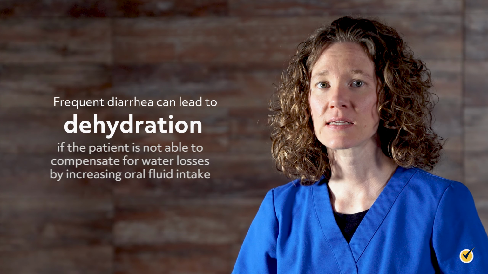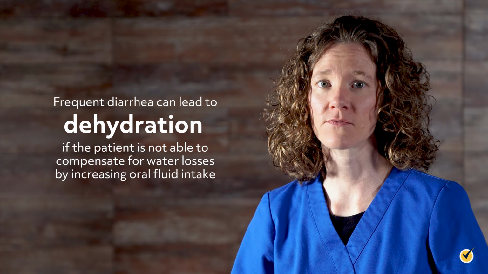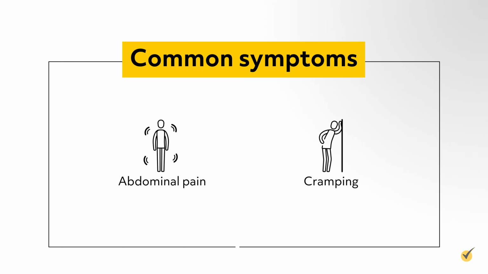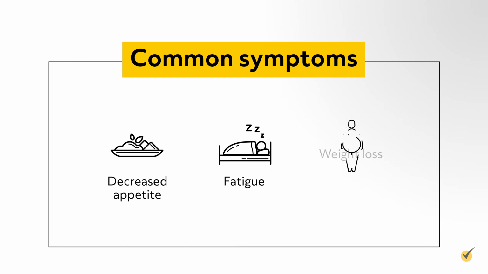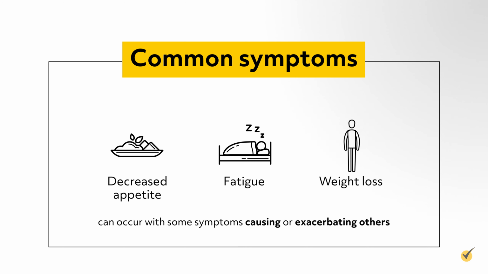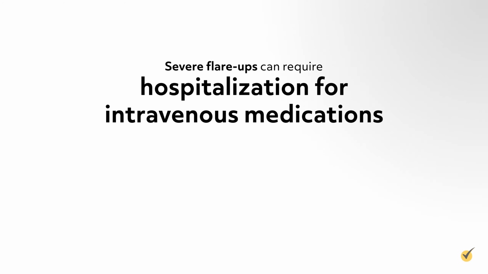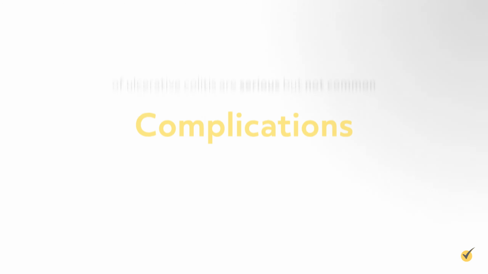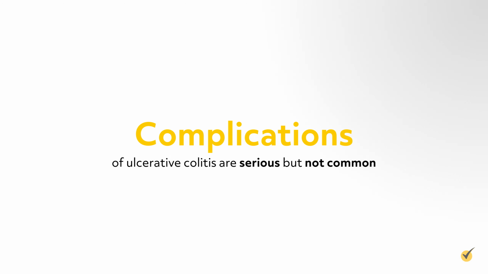Frequent diarrhea can lead to dehydration if the patient is not able to compensate for water losses by increasing oral fluid intake. Abdominal pain and cramping are also common symptoms in patients experiencing an ulcerative colitis flare-up. Decreased appetite, fatigue, and weight loss can occur, with some symptoms causing or exacerbating others. Severe flare-ups can require hospitalization for intravenous medications such as corticosteroids, immunosuppressants to decrease inflammation, and IV fluids if the patient is dehydrated. Complications of ulcerative colitis are serious but not common.